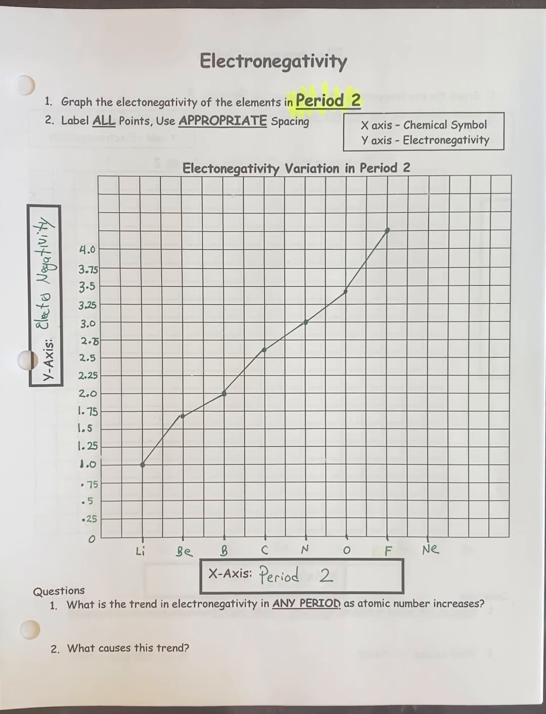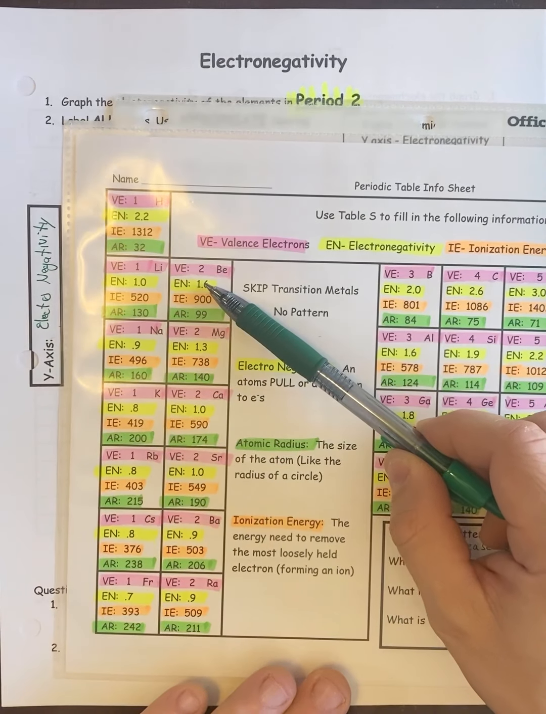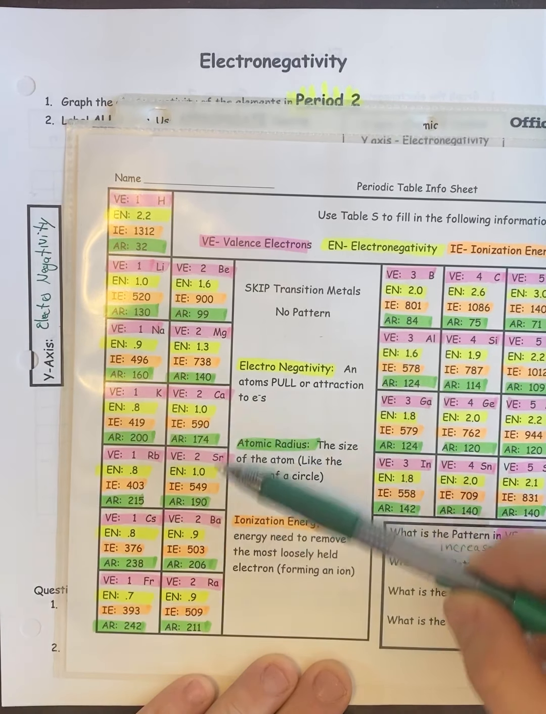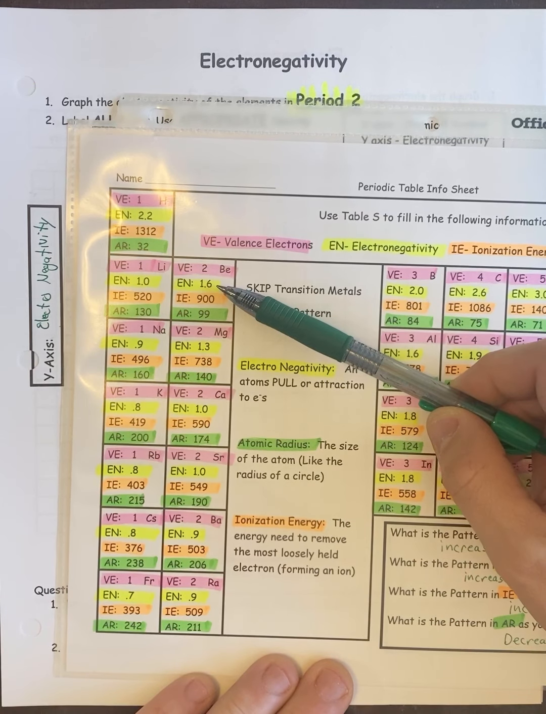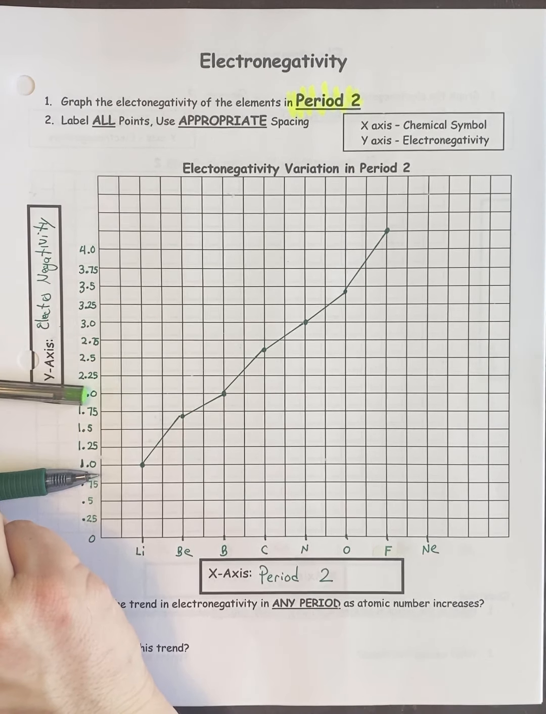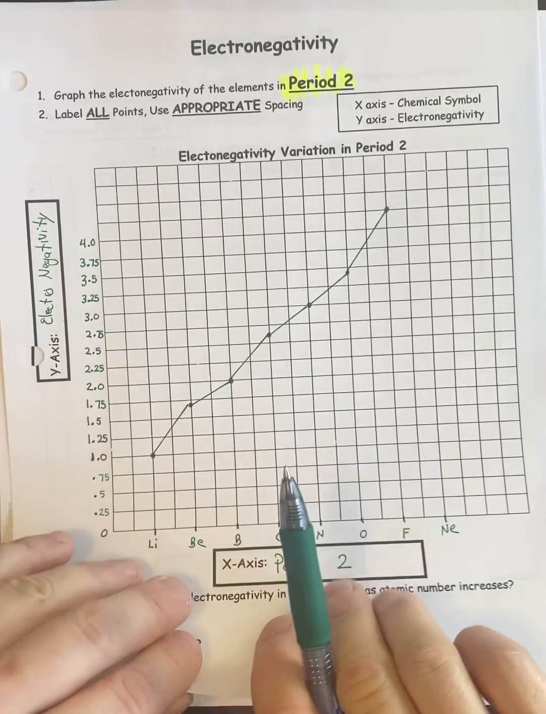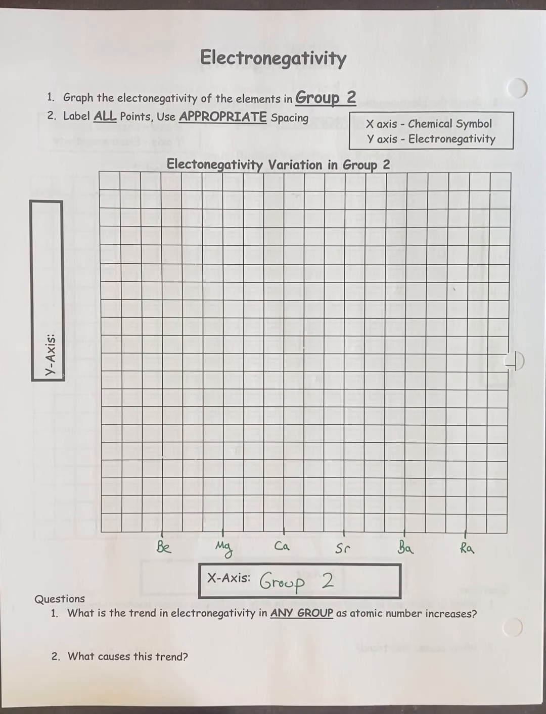Be aware for group 2, if you can see this, the electronegativity goes down to 0.9 and it only goes as high as 1.6. So the electronegativity for group 2, if I use this same scale, it's only going to go between here and here. That will literally, the whole graph will be in that one little range. So what you're going to have to do when you do group 2, which is going to look like this.